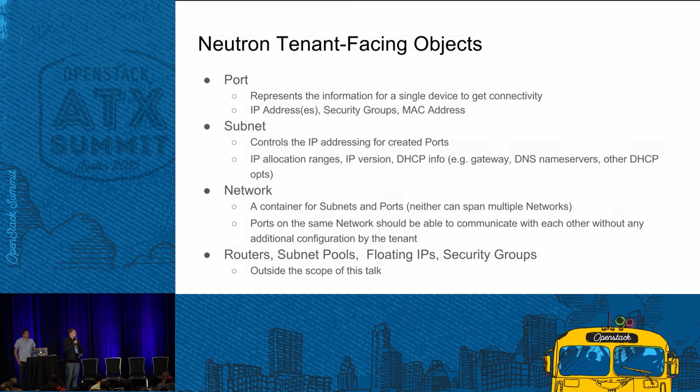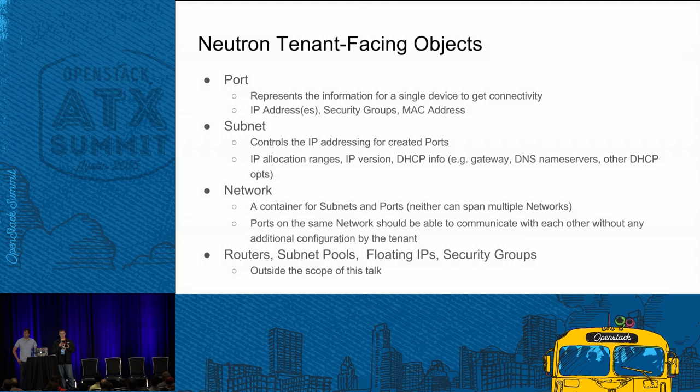So inside Neutron, we have these tenant-facing objects in the API. We have the port, the subnet, and the network, which is what I'm going to talk about right now. And then we also have the routers, subnet pools, floating IPs, and security groups, but that's not part of this talk right now. So a port has all the information that's required for a single device to get connectivity to the network. It has the IP address that ends up getting assigned to it, the security groups that it's a member of, the MAC address, that kind of information.